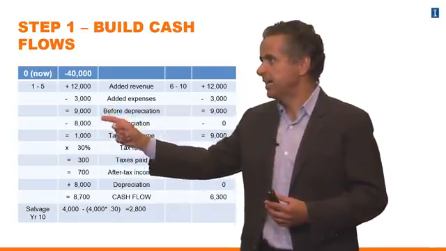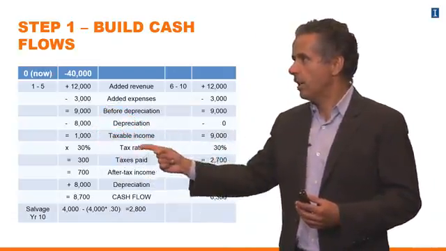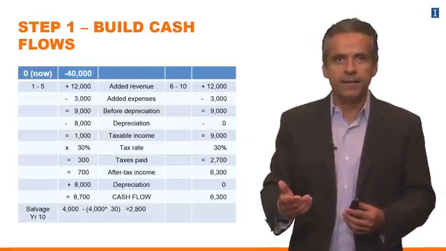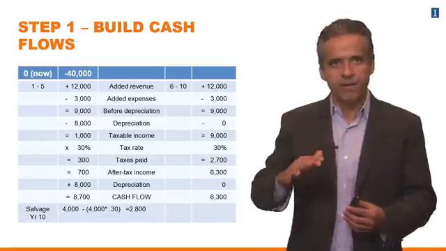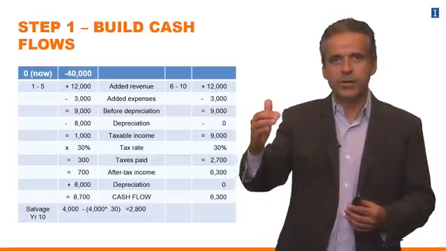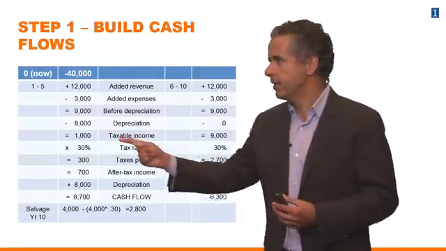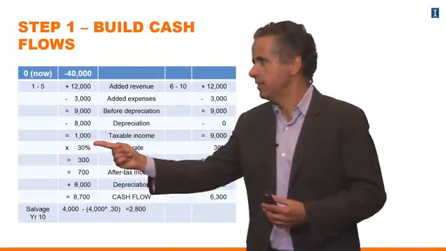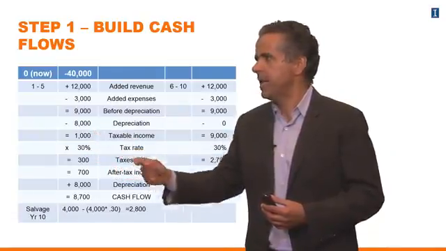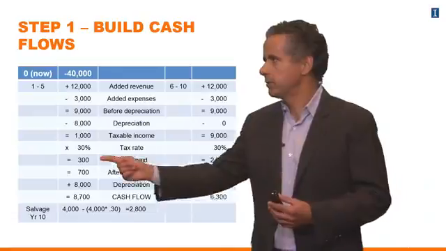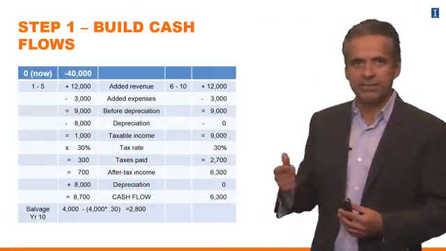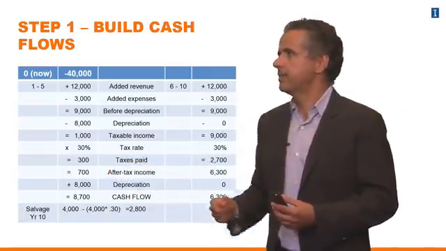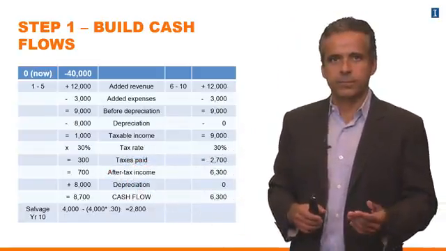Depreciation has to be deducted from profits before you compute taxes. Why is that? Because depreciation is tax deductible. If a company has higher depreciation, you're going to pay less taxes to the government. This is what we're doing here by deducting the $8,000 in depreciation from your taxable income. So your actual taxes in years 1 to 5 is just $300. Your after-tax income is $700.